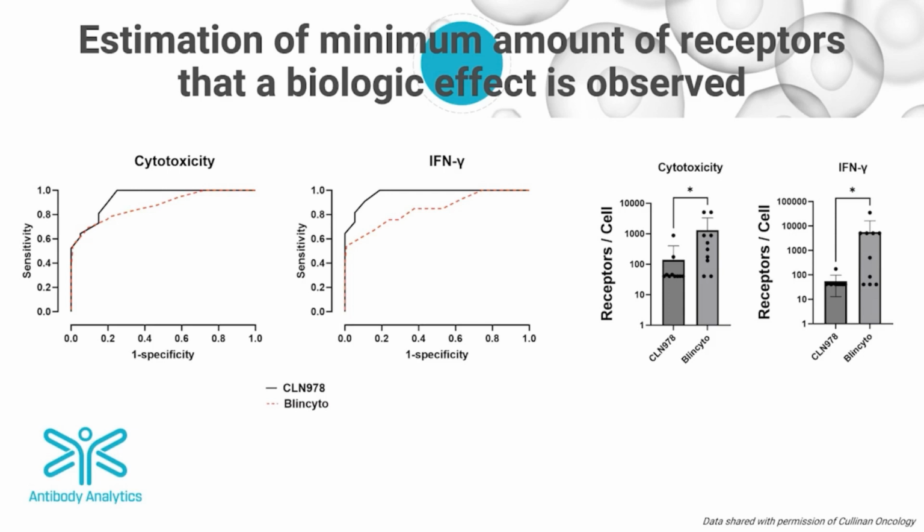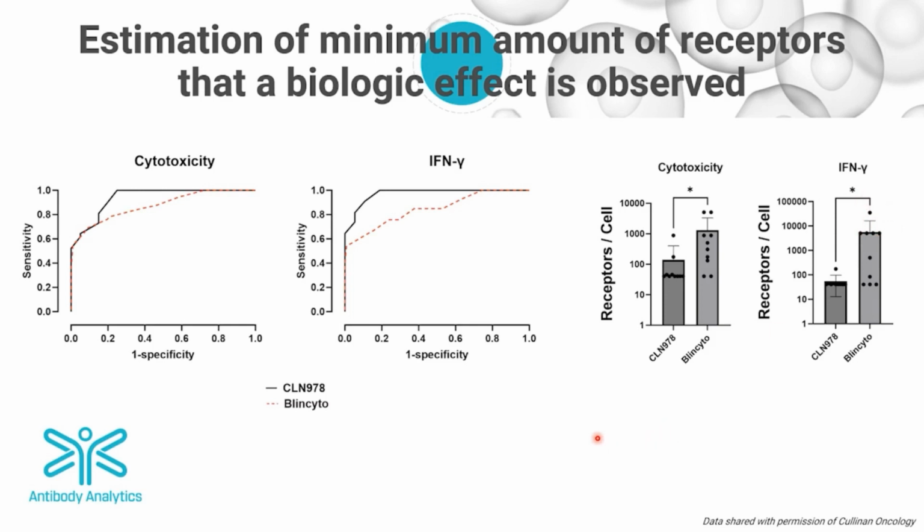So for CLN-978, both readouts, cytotoxicity and interferon gamma, correspond to a threshold of activation of approximately 80 receptors per cell. However, for Blincyto, the threshold of activations are quite different between the two readouts. For cytotoxicity, the threshold of activation is around 850 receptors per cell, and for interferon gamma, the threshold of activation is closer to 8,500 receptors per cell.